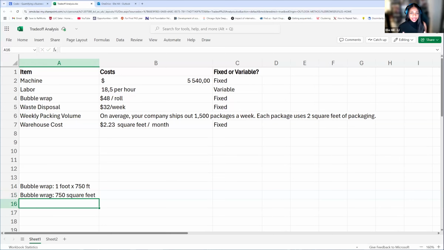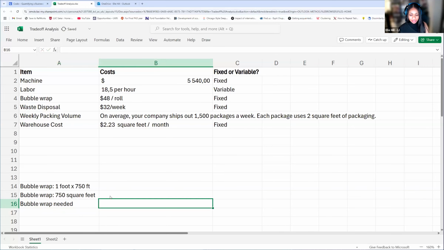So now we have to figure out how much bubble wrap we need every single week. Since we know we're shipping out 1,500 packages a week, and each package uses 2 square feet of packaging, we have to do 1,500 times 2. So I'm just gonna say bubble wrap used or bubble wrap needed. I should have put these in separate cells, but that's okay. So our bubble wrap needed is going to be, and notice how I'm putting the equal sign.